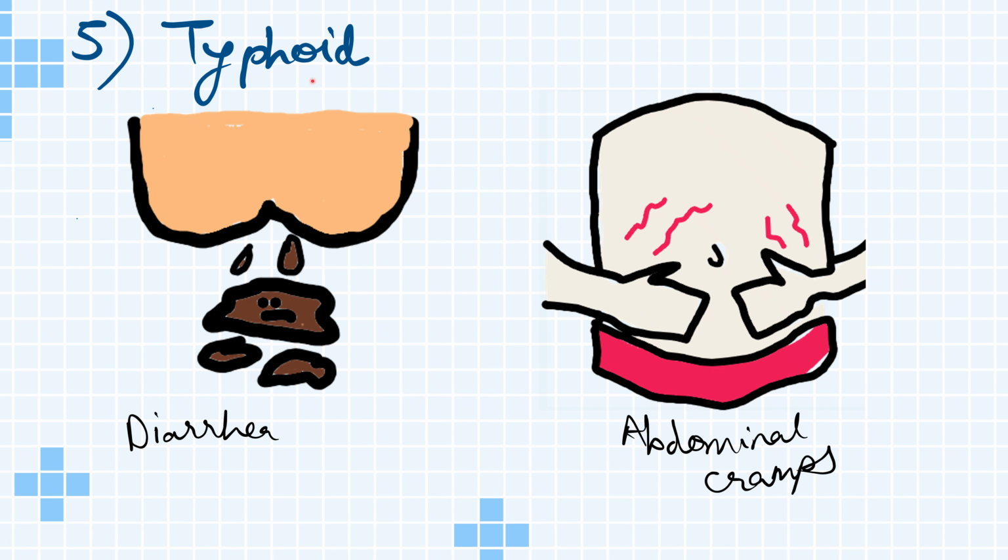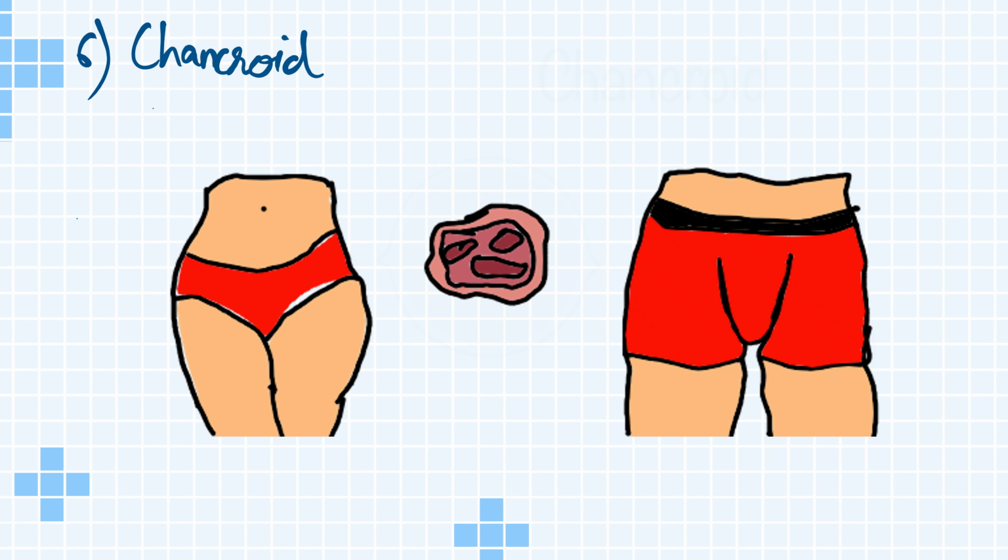Typhoid causes symptoms such as diarrhea and abdominal cramps. This drug helps eliminate the Salmonella bacteria responsible for the infection. Chancroid is a sexually transmitted bacterial infection that causes painful genital ulcers. This drug helps treat the infection and prevents further bacterial spread.